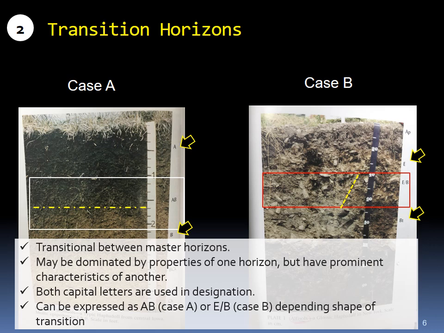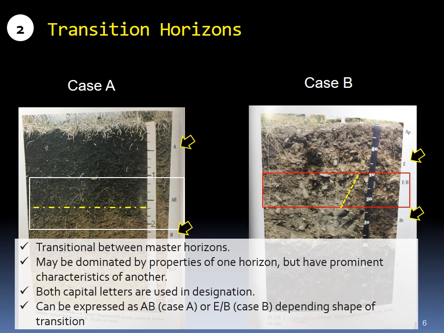between two horizons, and you can see that we indicate them with capital letters depending on the horizons that they are between. As in case A, they are basically represented as AB because it's a layer or a transition horizon between horizon A and horizon B.